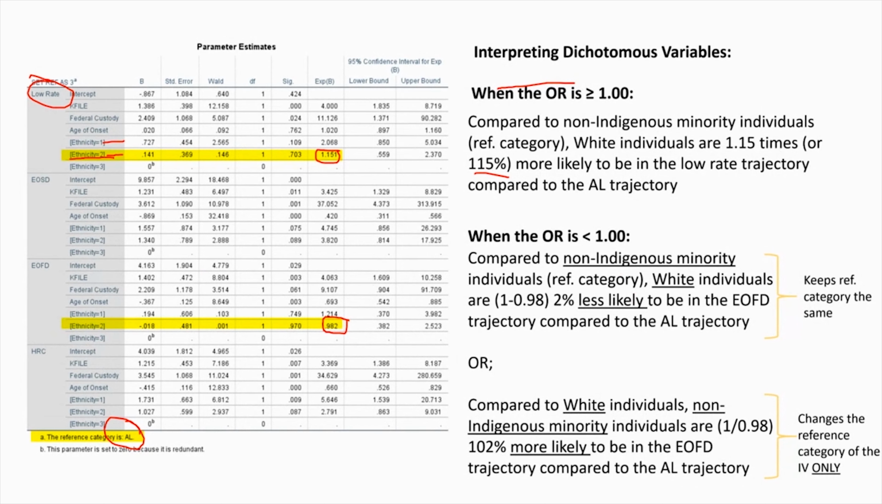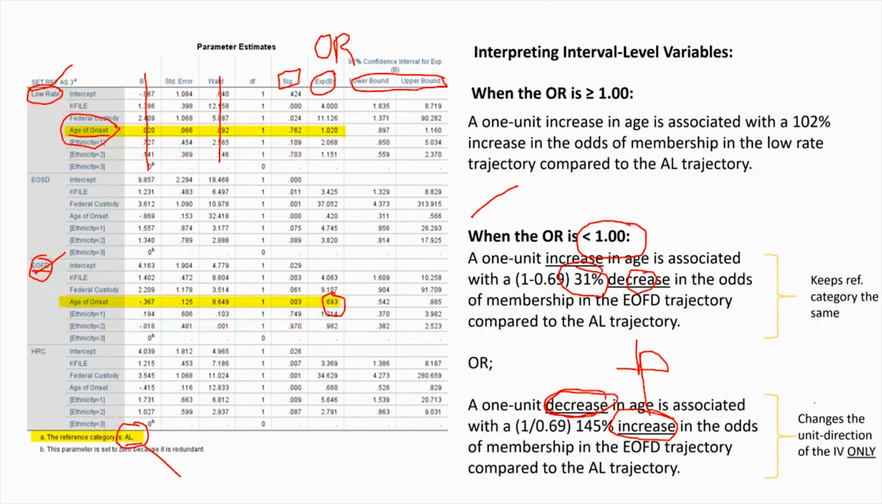So we're keeping our reference category for our independent variable the same. We're just talking about a lower likelihood of being in the EUFD trajectory compared to the AL trajectory. Now, we could be more interested in which ethnic group is associated with an increased likelihood of being in the EUFD trajectory compared to the AL trajectory. So here's where we have to change, not the direction. Recall when we were looking at independent variables, we would talk about changing the unit direction, thinking about a 1 unit increase. Now we're looking at a 1 unit decrease.